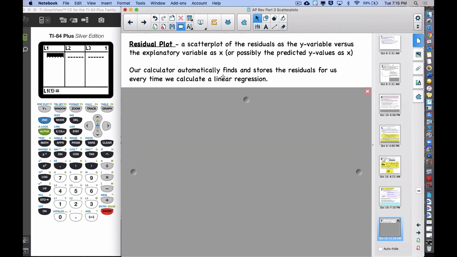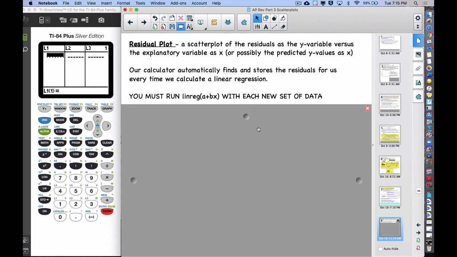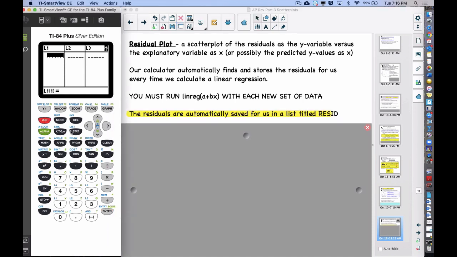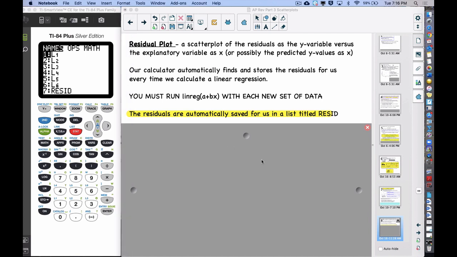Our calculator automatically finds and stores the residuals for us every time we calculate linear regression. Every time you do StatCalc8, the calculator recalculates the residuals. You just need to know where to access them. Which means if you get a scatter plot on one of those two questions, put in your data and run linreg, run that StatCalc8 with that new set of data, so that if you do need to use the residuals, the calculator has the right residuals stored in there. The name of the list is called Resid. It's under second stat, and it might not be number 7 if you have other lists in there, but it will be under that second stat menu. And I'll walk you through a practice one in a little bit here.